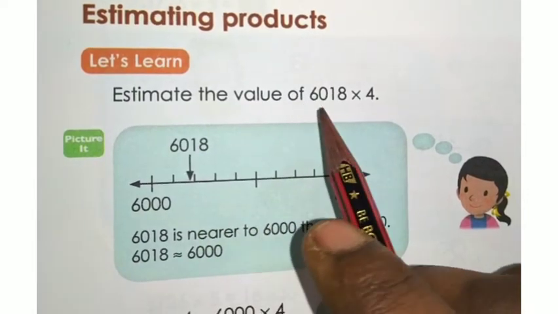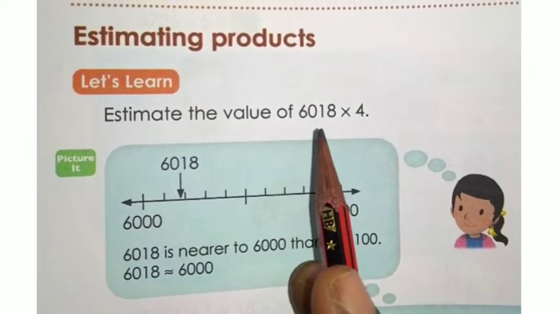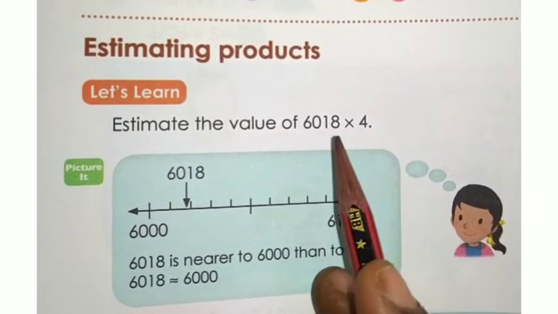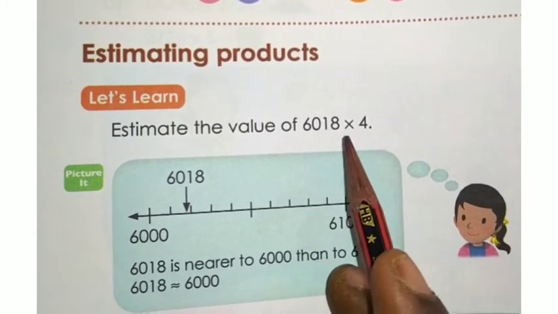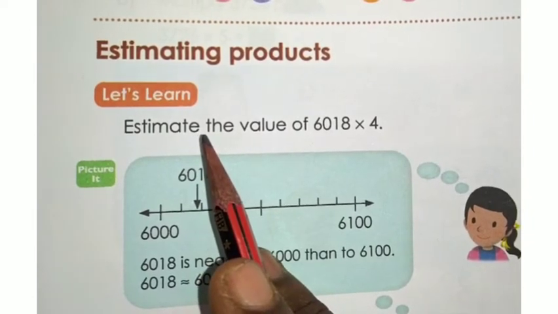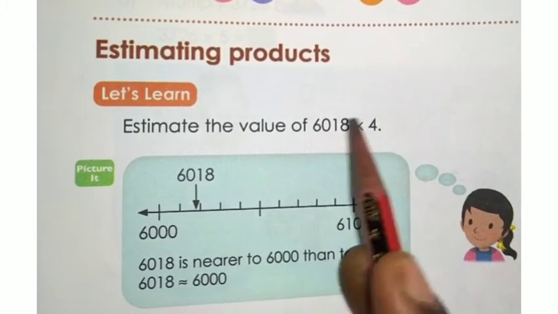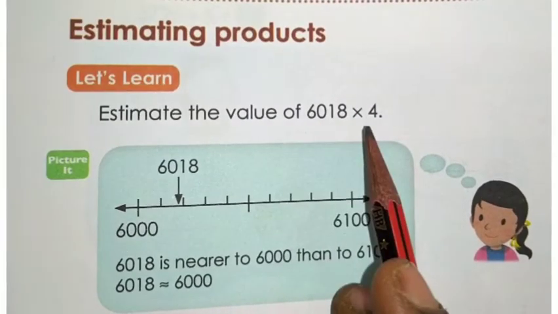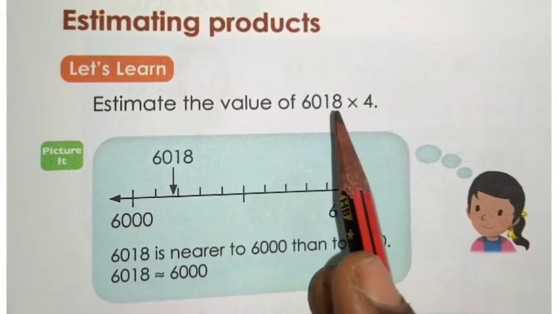Estimate the value of 6018 into 4. Here what we are going to do is multiply this 4-digit number with 4. Before multiplying these two numbers, we have to use an estimated value to find the product. What is meant by estimation? Round off value. We have to round off the given 4-digit number to the nearest number. Let me see how to estimate the value for the given 4-digit number.